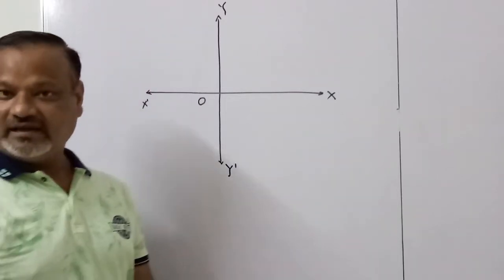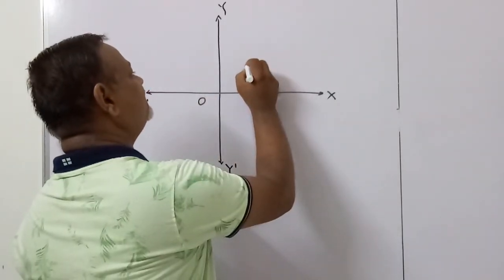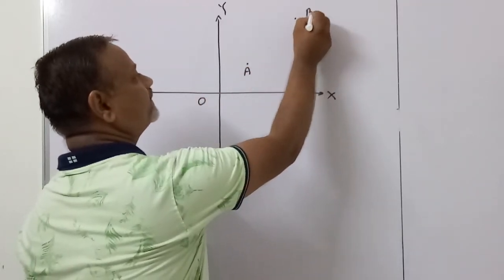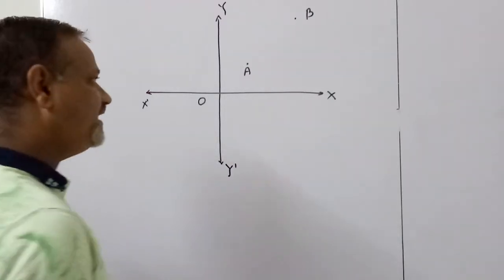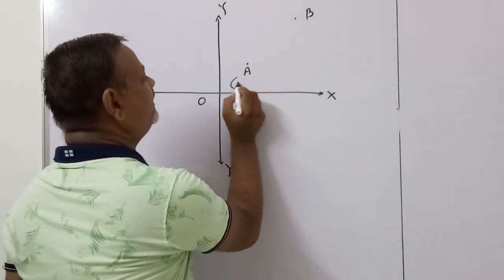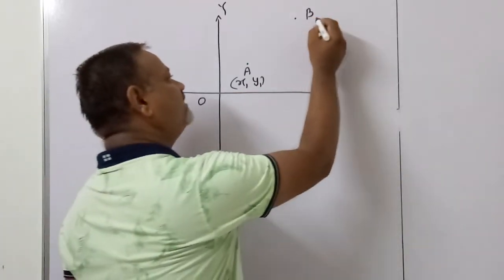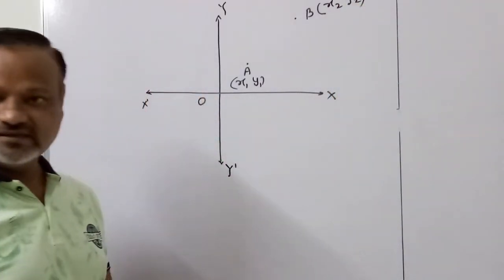Got it? After that, the 2 points in the given plane. If I consider this is the point A, and this is the point B. Now here we find the coordinates of this point. The coordinates of this point A are x1, y1. The coordinates of this point B are x2, y2. Got it? Okay.